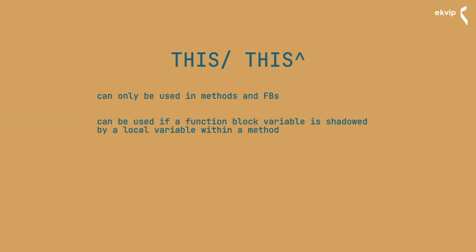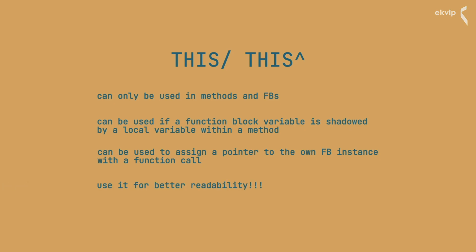This is the pointer of a function block to its own function block instance. You can only use this inside a function block. A this pointer can be used if a function block variable is shadowed by a local variable within a method. The this pointer can then be used to access the function block variable. The this pointer can also be used to assign a pointer to the own FB instance with a function call. We use it always, for better readability.